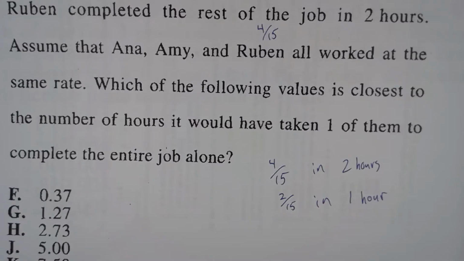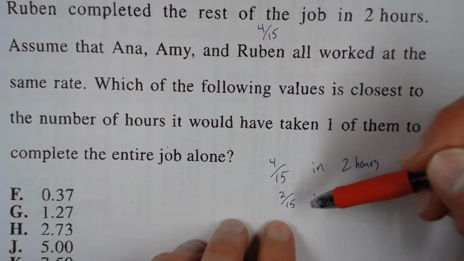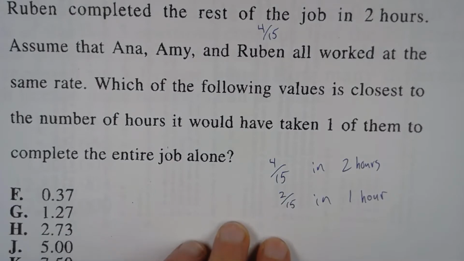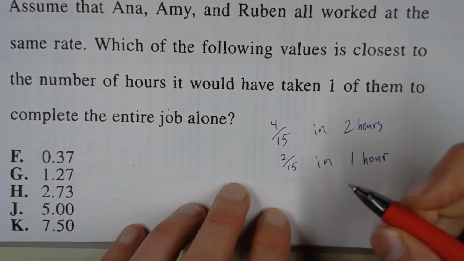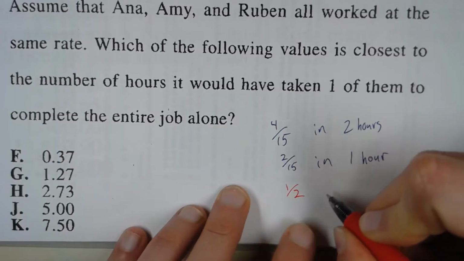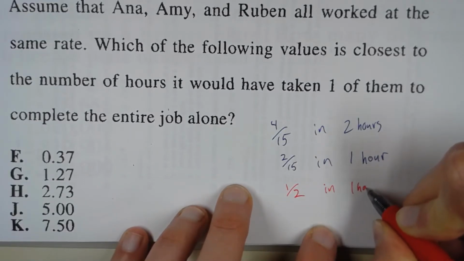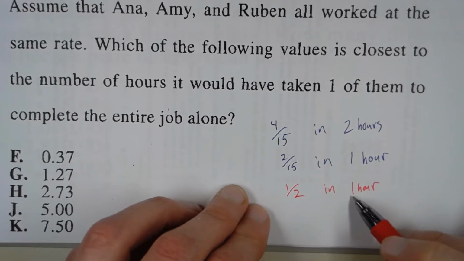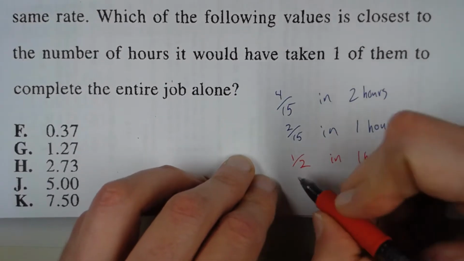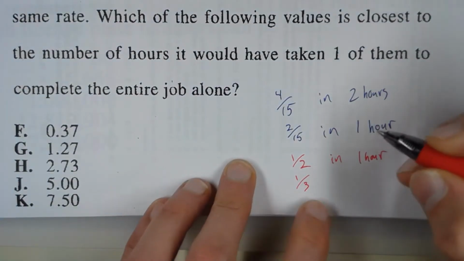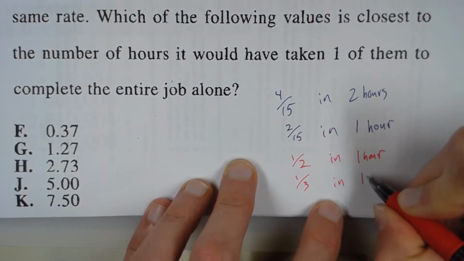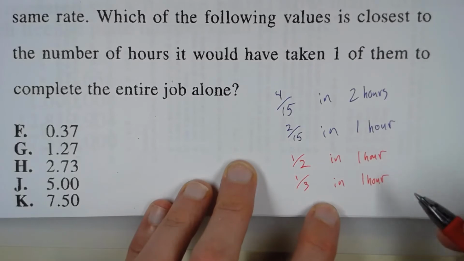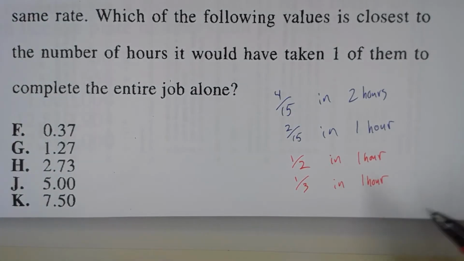Okay. So, what we've got is, we've got this portion done in 1 hour. Now, let me make a simpler example. What if it were 1/2 that he did in an hour? If he did half the job in an hour, how long would it take to do that job? 2 hours. What if he finished 1/3 of the job in 1 hour? Well, it would take him 3 hours to do that.